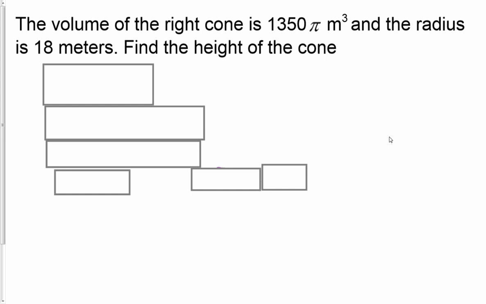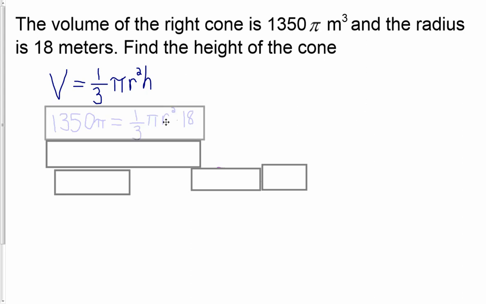Last question is, given the volume of a right cone, right meaning it's not oblique, it's up and down, is 1350 pi meters cubed, and the radius is 18 meters, find the height of the cone. Okay, so volume equals 1/3 pi r squared height. They give us height is 18, volume is 1350 pi, so plugging it in, well, 18 divided by 3 is 6.